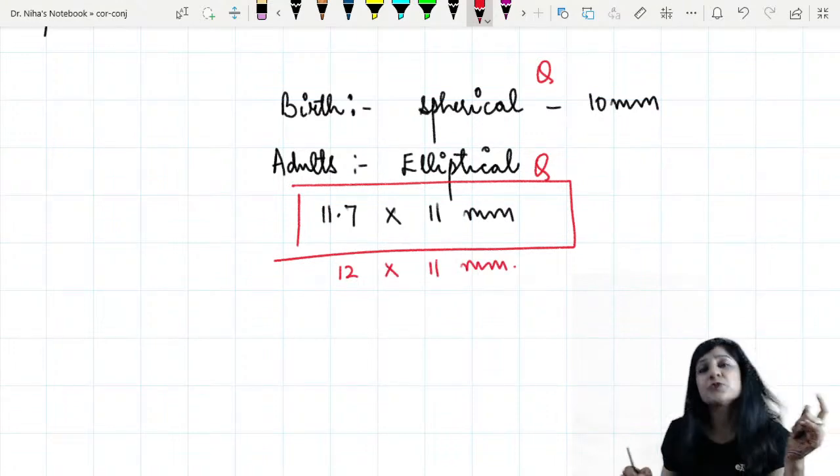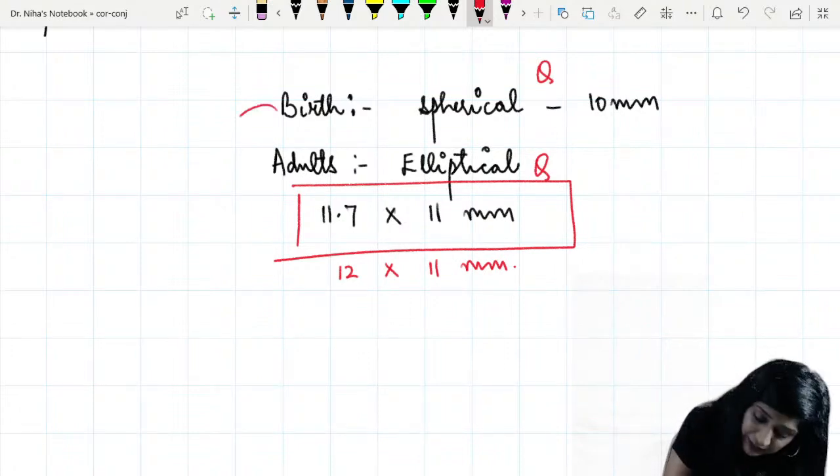Now, by what age do we get these adult dimensions? It is by 2 years. Third important thing, it is by 2 years.